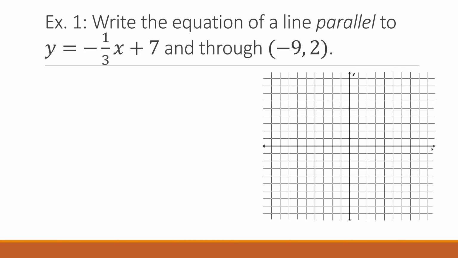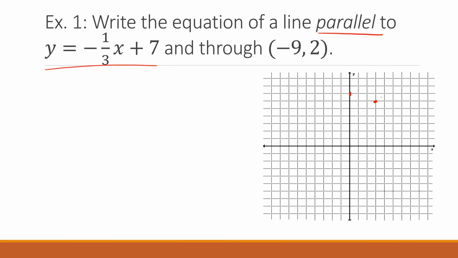Let's do some examples. Remember, we are in the chapter where we are writing equations. So for example 1, I have this equation and I want to write a new equation of a line that is parallel to this line but runs through the point negative 9, 2. So first of all, let's think about the pieces of information that we have here. First of all, we have this line. This is like an old line. This is a line that they've given us.